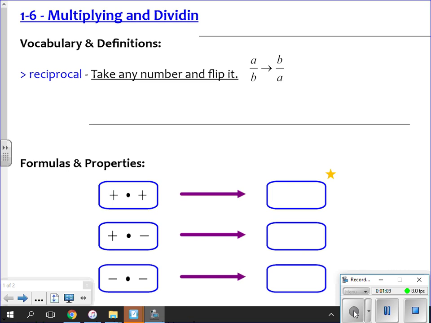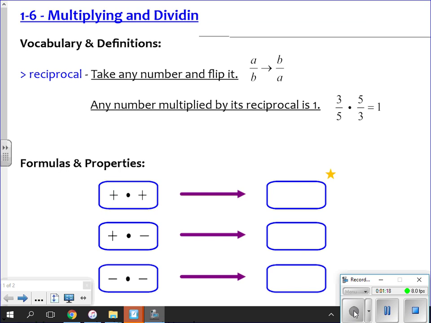There is another time that you do that: when you're solving an equation that has a fraction that you want to get rid of. The important fact of a reciprocal is any number multiplied by its reciprocal is 1. So if we're trying to get x by itself, to get 1x, when we have a fraction in front, we multiply it by its reciprocal to make that 1x. We'll be doing that in more detail later. When you multiply two numbers together and you get one, they are reciprocals.